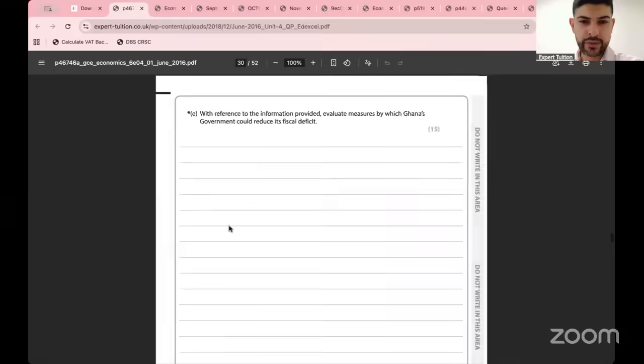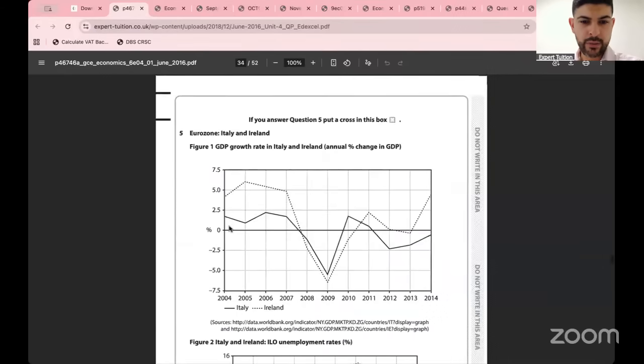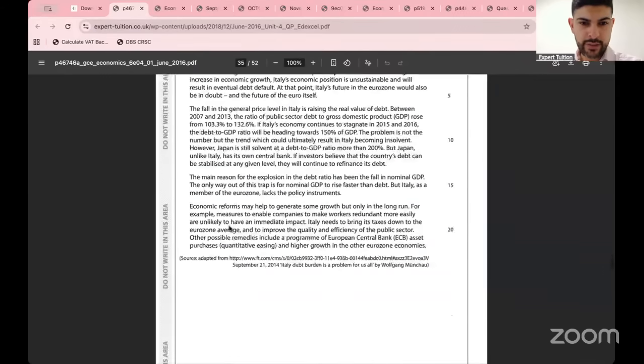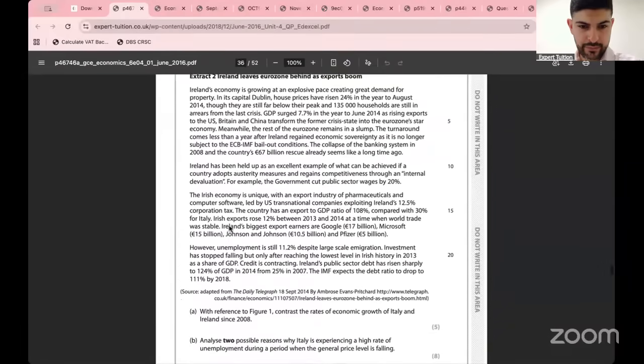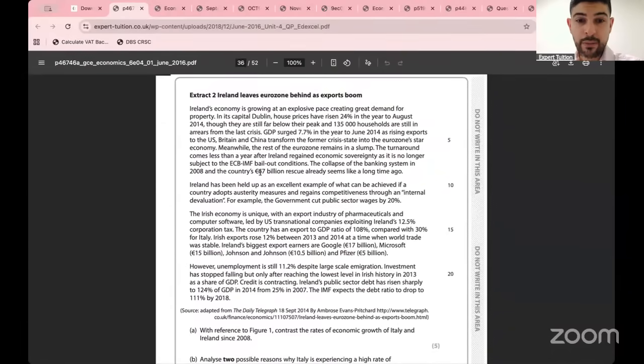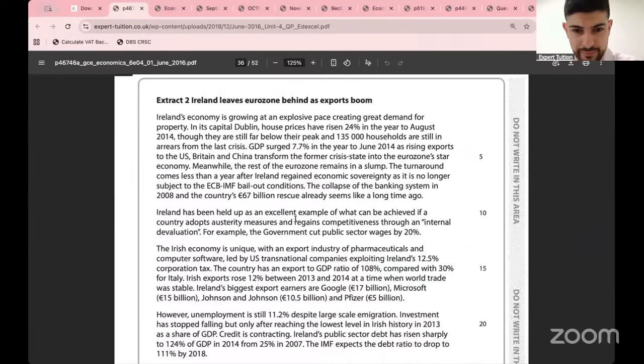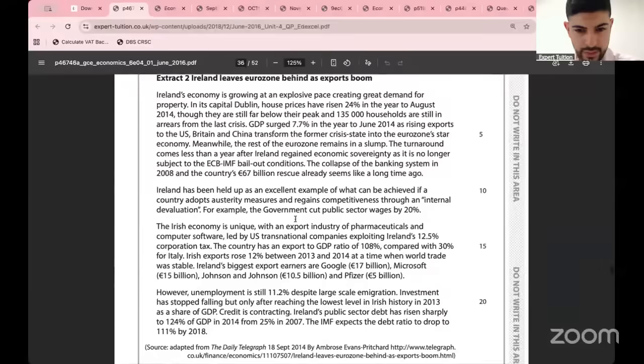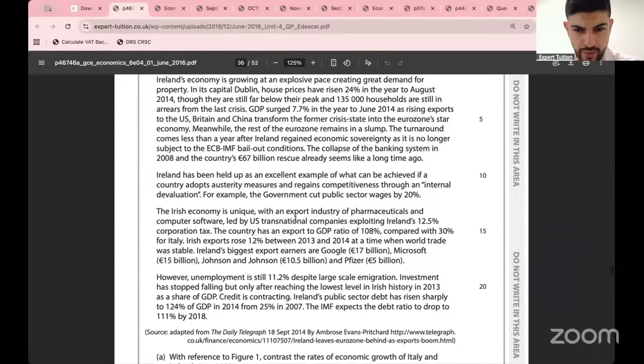So in the old spec, they had a choice to do two data responses. Here's the one I want to look at. Ireland, extract two. Look at this. It talks about how much FDI Ireland has received, and it gives examples of firms that have set up within Ireland as well. I'm trying to find, oh, there we go.